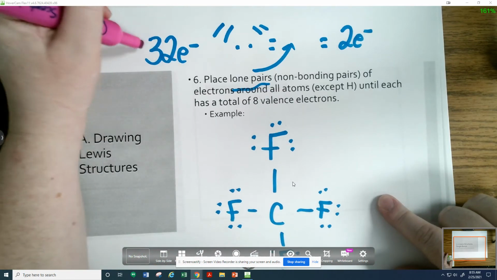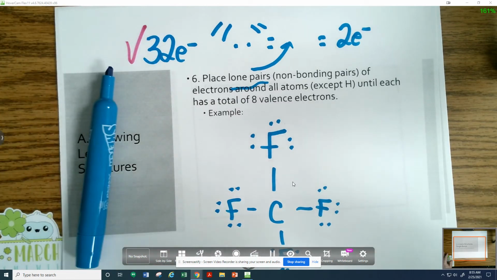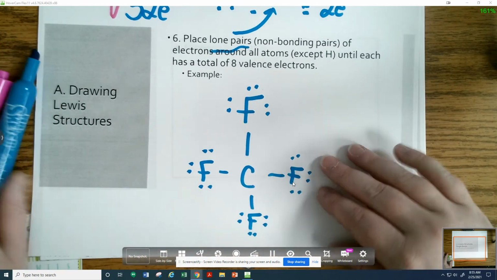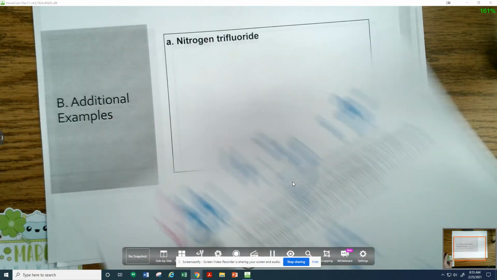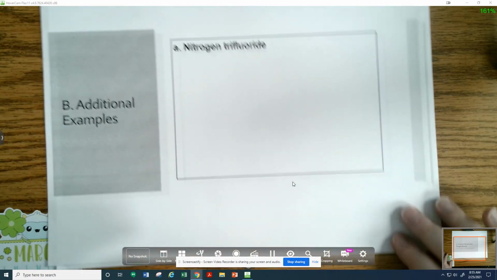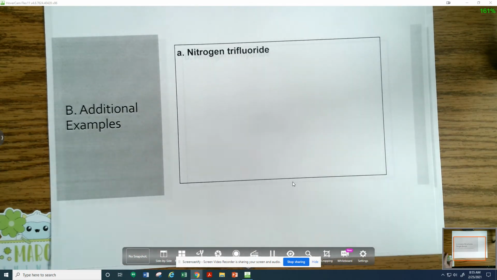So all 32 electrons are used. Everybody has an octet. We are now done, and this is your final answer. Okay? So if you look at the second page of the notes, we're going to do the same thing, but we're not going to do it as this big drawn out process. We're going to have one Lewis structure done all at once. We're not going to show all the steps.